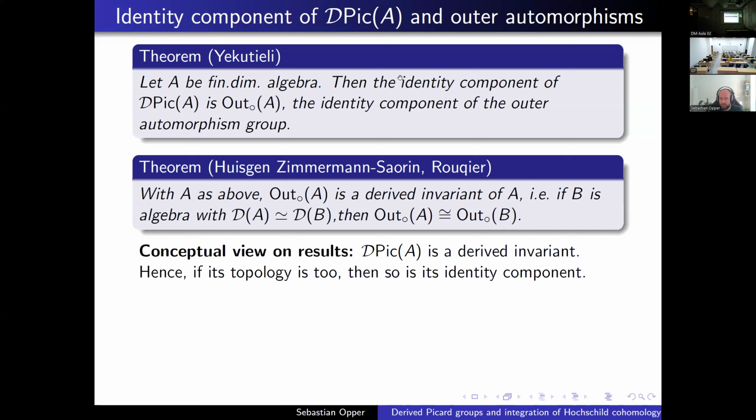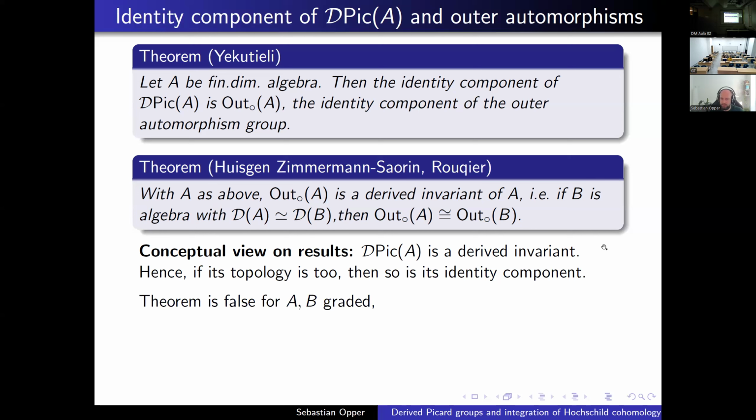And again, although it's not proved this way, if you pretend this topology part is a derived invariant is true, then you would expect the second theorem by Hochschild, Zimmermann, Saorín, Rouquier to follow from the theorem of Fukaya, from a conceptual point of view, at least.